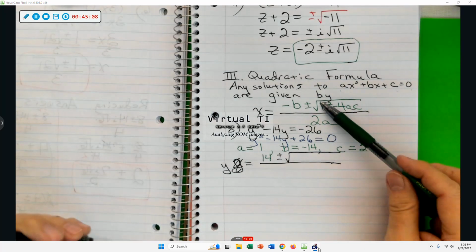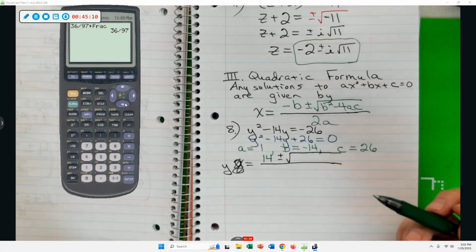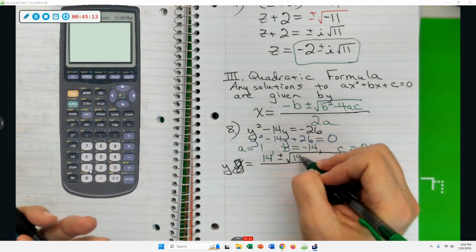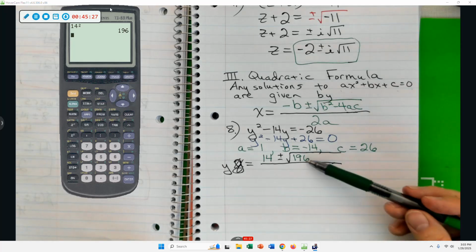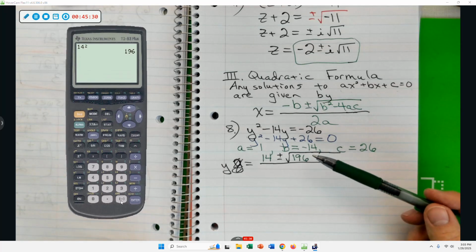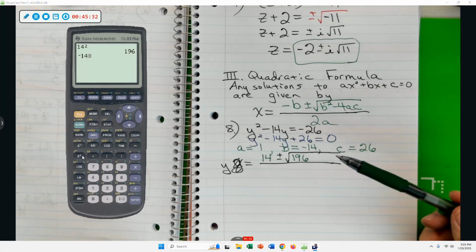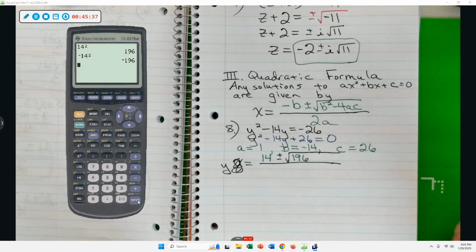b squared. 14 times 14, that's 196. Usually it's numbers you can do in your head, but here 14 times 14, you might want to use a calculator. But if you are using a calculator, make sure you don't do what I'm about to do. Look at what he just did on that calculator. Negative 14 times negative 14. Negative times negative is going to be what?